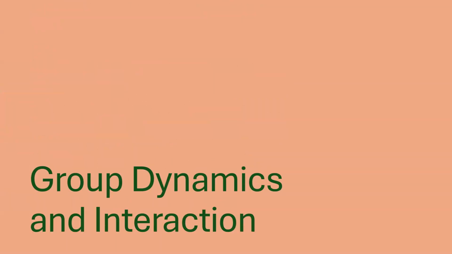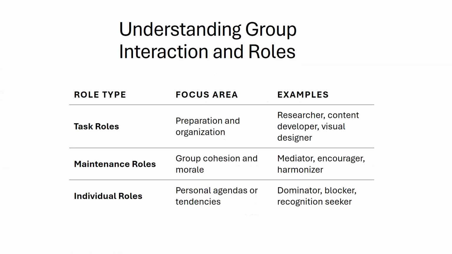Understanding group interaction and roles. Group interaction is the process through which members exchange verbal and nonverbal messages to influence one another and achieve shared goals. This interaction forms the backbone of effective collaboration, encompassing both spoken communication and subtle cues, such as body language and silence. Within group presentations, roles are typically categorized into three types: task roles, maintenance roles, and individual roles.